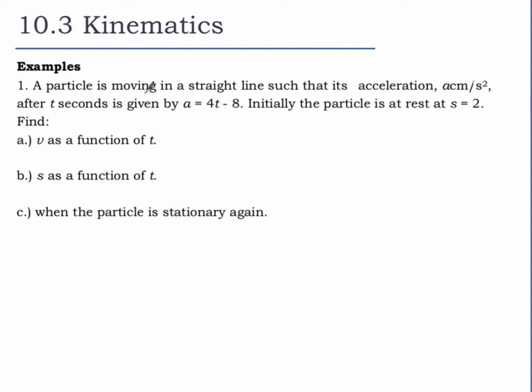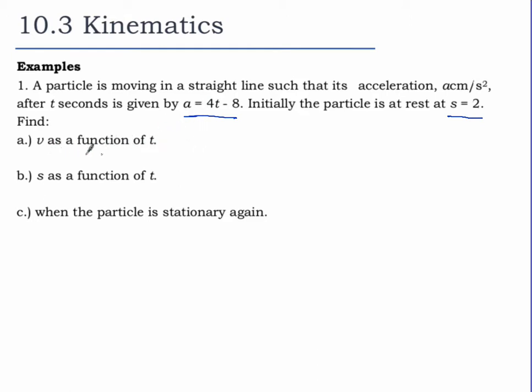Okay, so in the first question, a particle is moving in a straight line such that the acceleration a after t seconds is given by this. Initially, the particle is at rest at s equals 2, a distance of 2 away from the origin. Find v as a function of t.